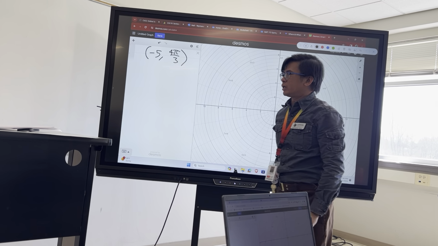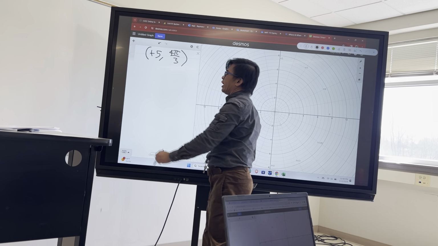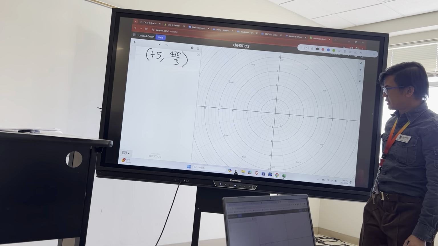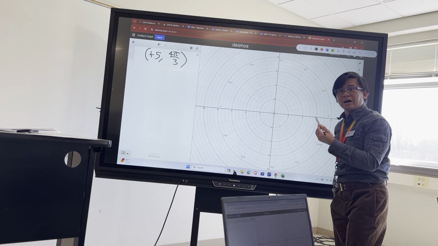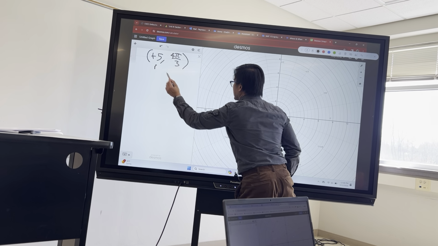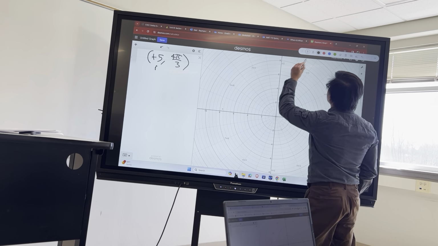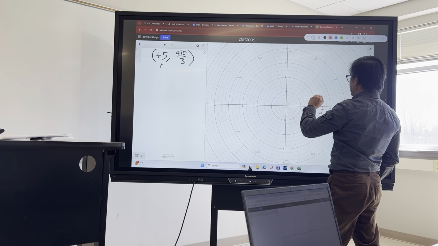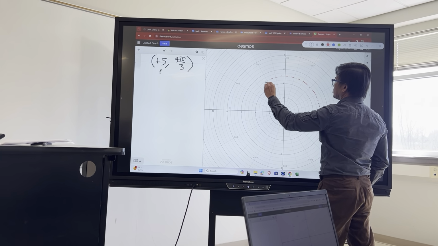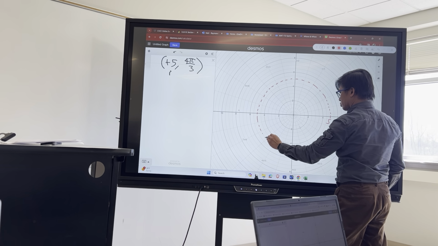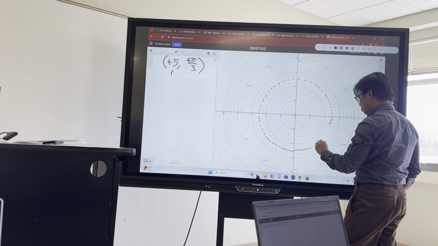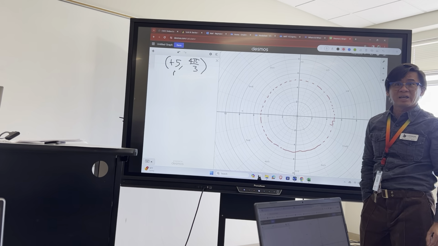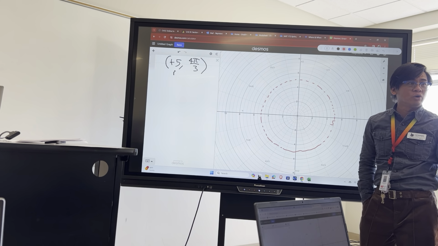So where is that one? 5 and 4 pi over 3. With that being said, that means that the radius is 5. So that means we're considering this particular radius, which is 5. So that one in there, with an angle of 4 pi over 3, all right?